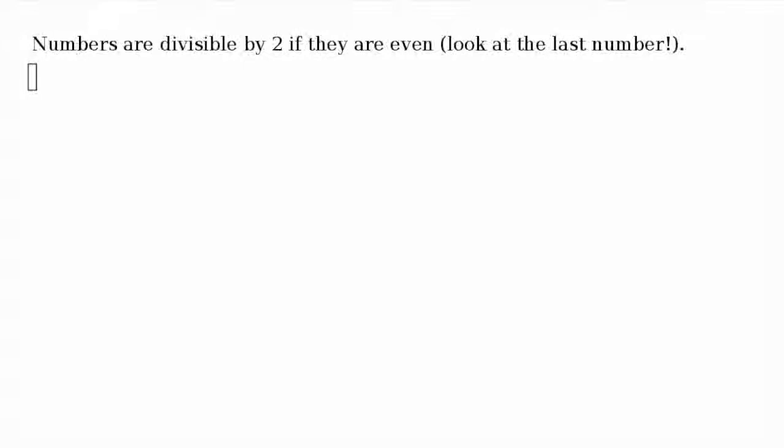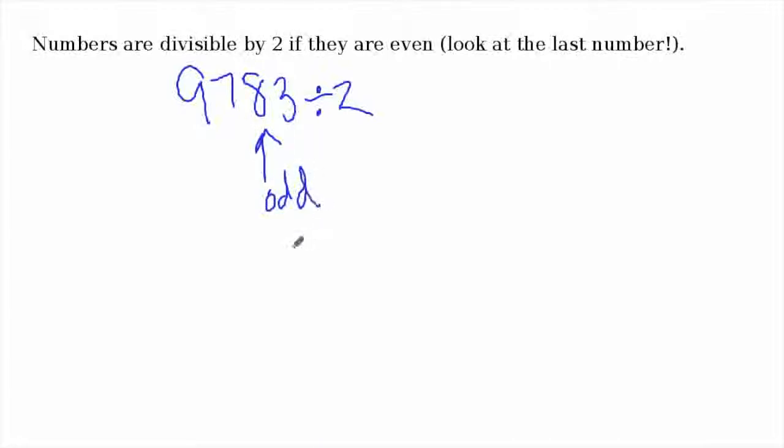So, is the following going to have a remainder? 9,783 divided by 2. Okay? And by the way, when I say divisible by something, divisible means that there's no remainder. Okay? So is this blue problem going to have a remainder? The answer is yes, because this is an odd number. Okay? How can you tell if a large number is odd or even very quickly? Look at the rightmost digit. That's all you have to look at. So 3 is odd, so therefore the whole number is odd, so therefore there will be a remainder.